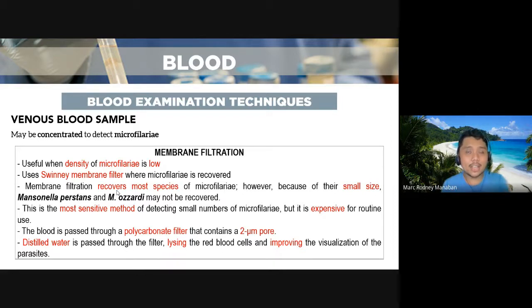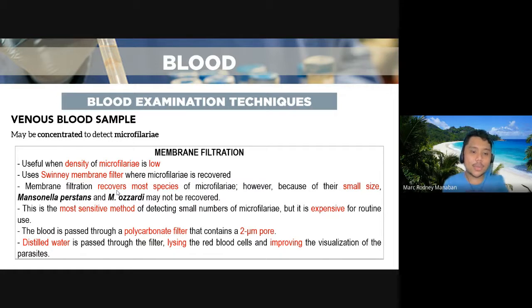So your remedy, you can use a membrane filter that contains a smaller pore size, so that your Mansonella species, perstans and ozzardi, cannot pass through. It's considered to be the most sensitive method because you pass the blood through, and there's no specified volume of blood needed. So, of course, all the parasites that may be in your blood will be trapped in the filter. So there are more chances of getting the parasite. But for routine use, it is expensive. That's why it's not recommended for routine use.